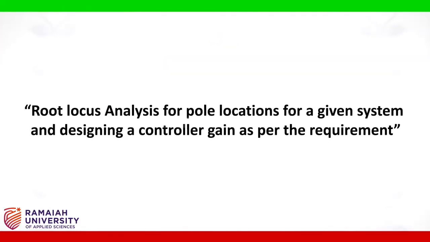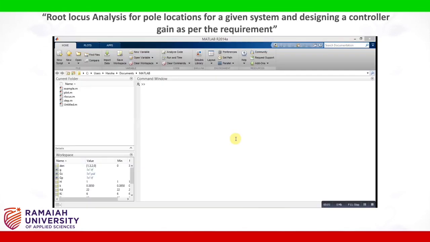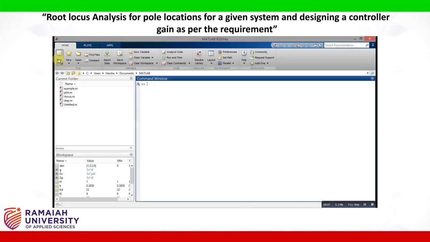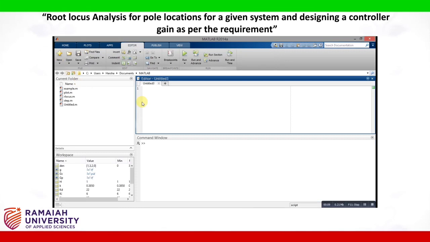Hello students, in this session of Control System Lab videos, we will see how to plot a root locus in MATLAB and find the stability of the system. First open MATLAB and in MATLAB select New Script. So here we'll type the program. We're going to type a program on how to plot the root locus.